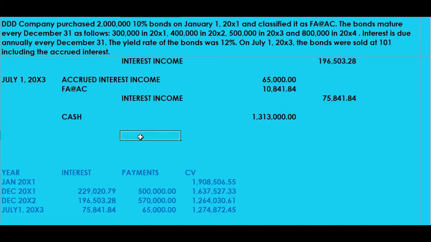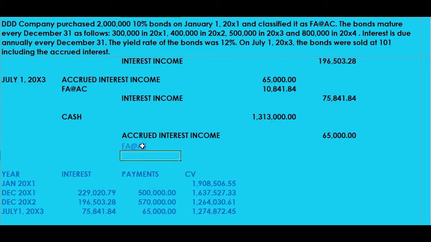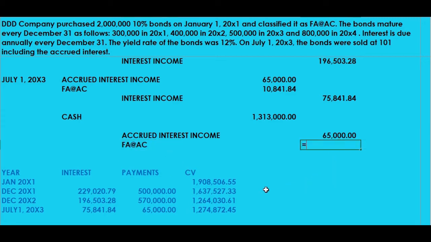Ano yung mga isosurrender natin? Isosurrender natin yung accrued interest income, which is equivalent to 65,000. So, surrender din natin yung financial asset at amortized cost. Ang amount niyan based doon sa ating partial amortization, ito. Okay? So, looking at this information, feeling ko loss na to.